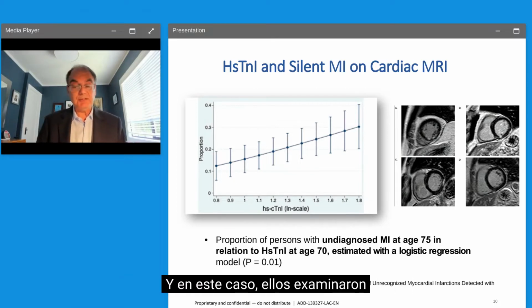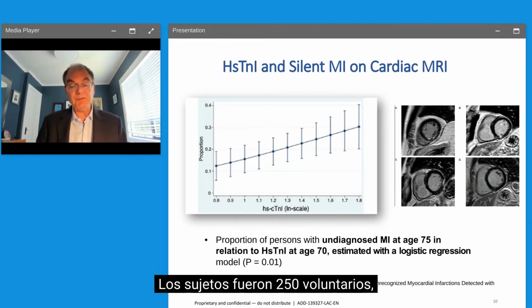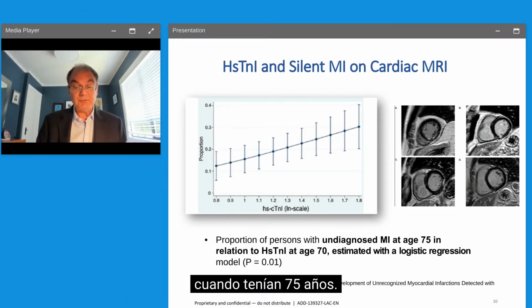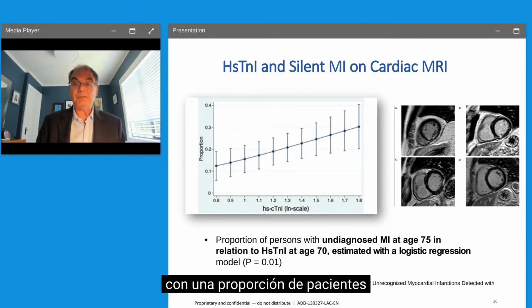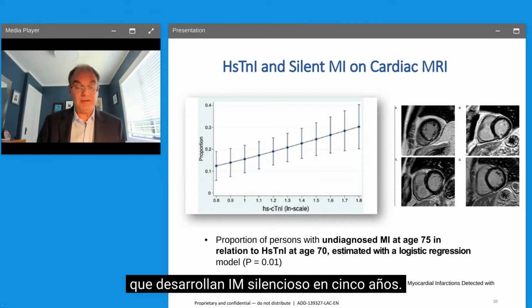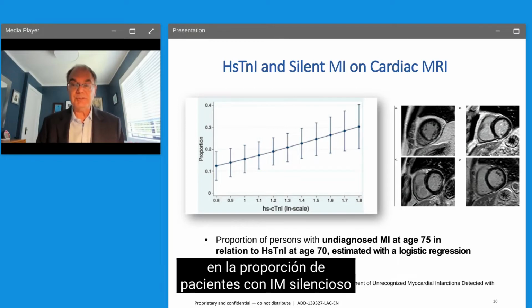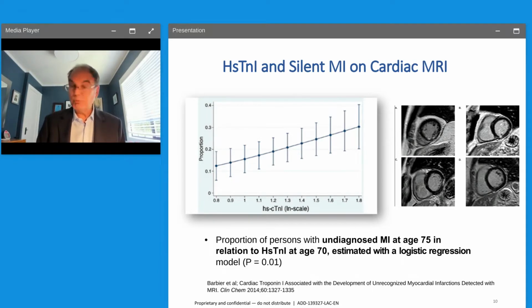In this case, they looked at unrecognized acute myocardial infarction on MRI. The subjects were 250 volunteers, 60 years of age at baseline, and then they came back for a follow-up MRI when they were 75. The investigators related the concentration of high-sensitivity troponin I at baseline with the proportion of patients who developed silent MI in 5 years. The results demonstrated a progressive increase in the proportion of patients with silent MI as levels of troponin I increased. They were from 12% to 13% to 30%.